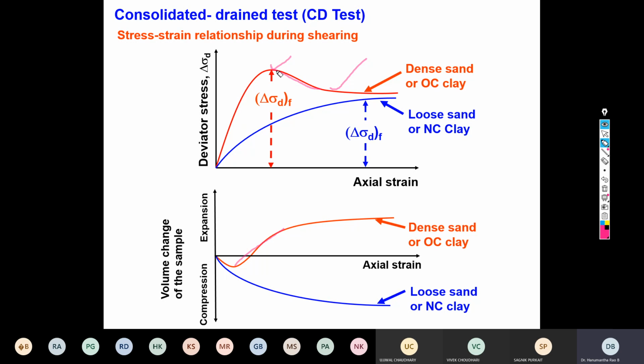So what happens is when the particles started rolling one over the another, instead of undergoing compression, they will try to dilate. That is the increase in the volume. So this is the reason. If you conduct any triaxial test on a sample, this increase is called dilation. So they show both a compression angle as well as a dilation angle. But dilation is more prevalent in dense sand or OC clay.